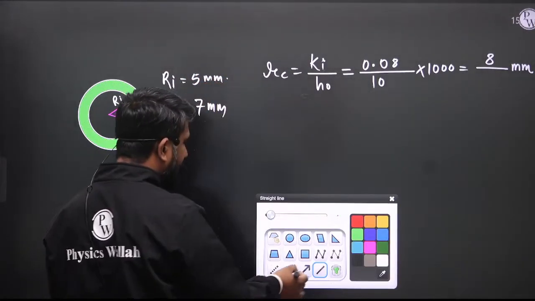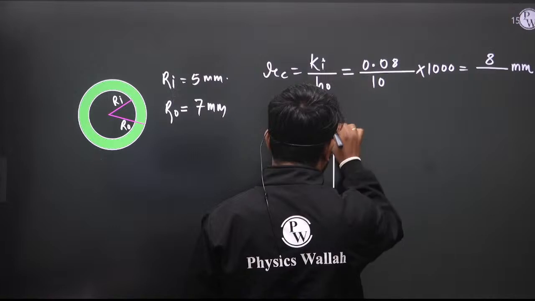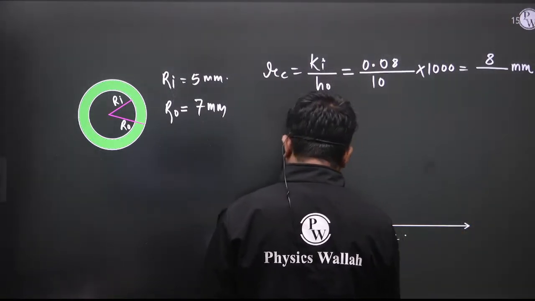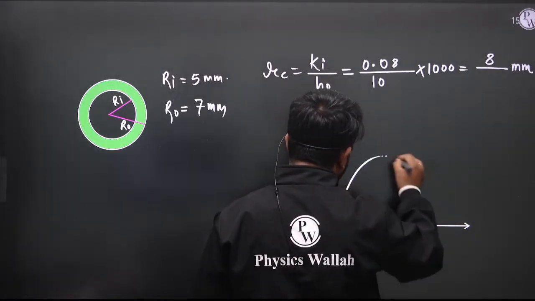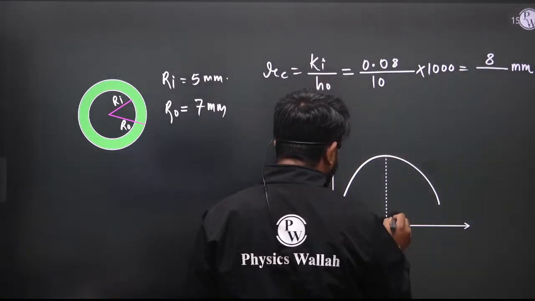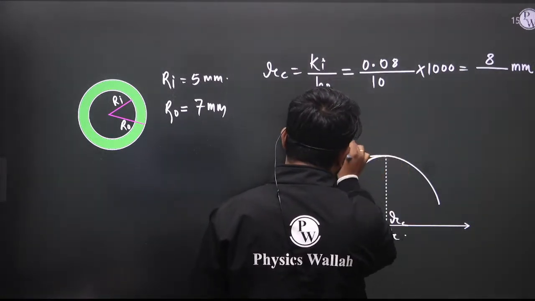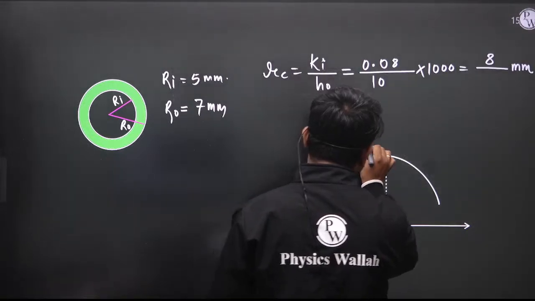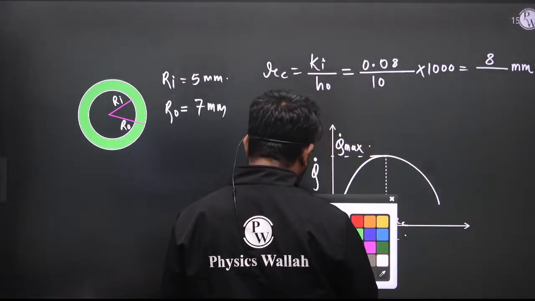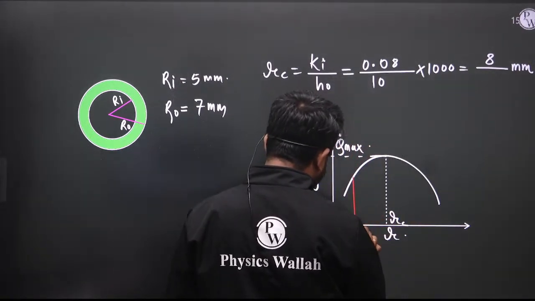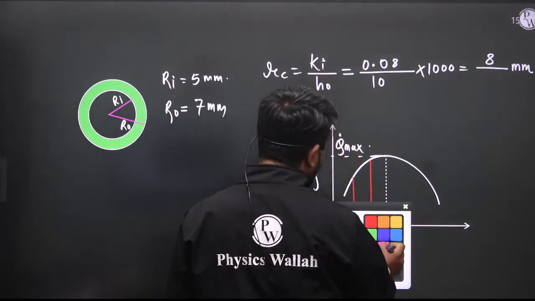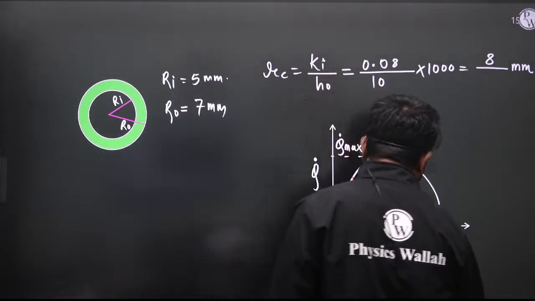So if you see the graph, Q dot versus radius of insulation, at R is equal to RC, heat transfer is maximum. This is Q dot max. R naught is 7 mm, so that means somewhere here. This is 5 mm. This is 7 mm.